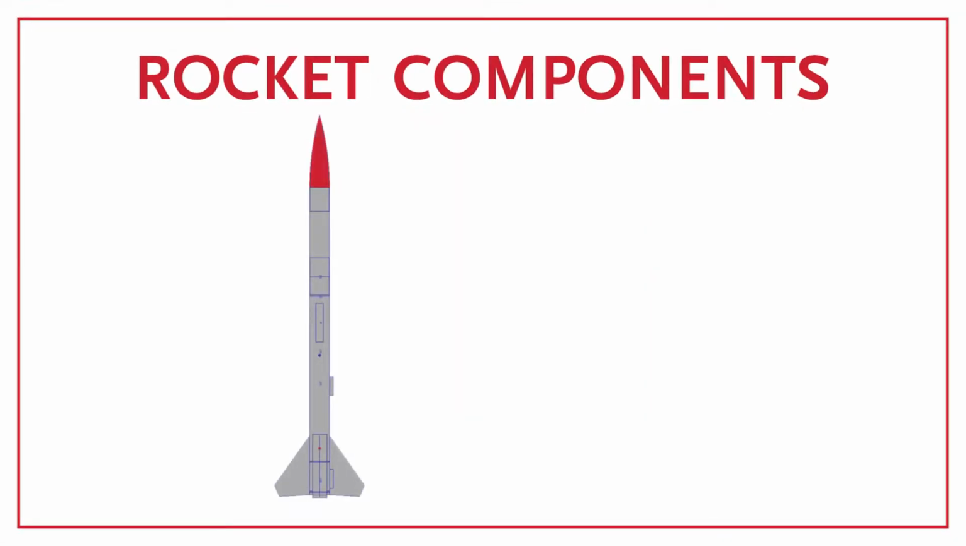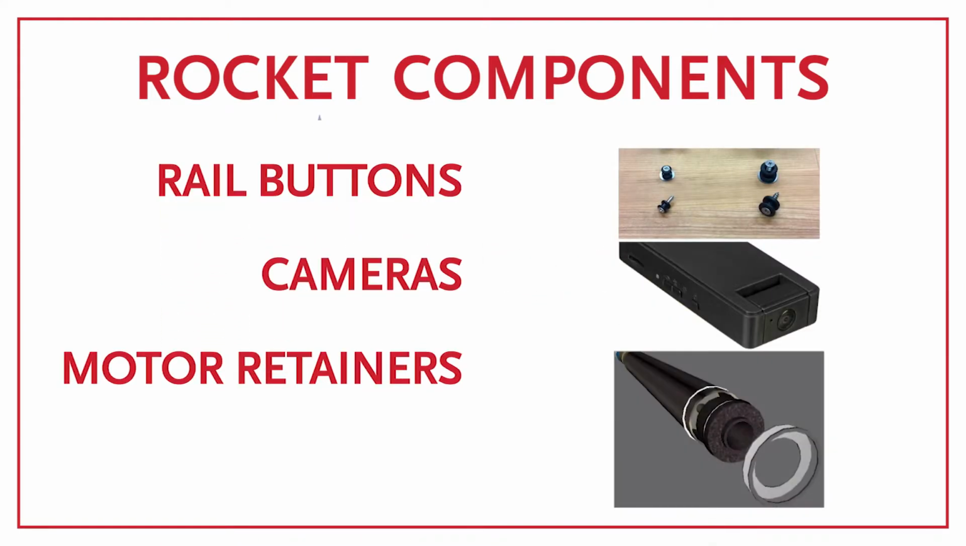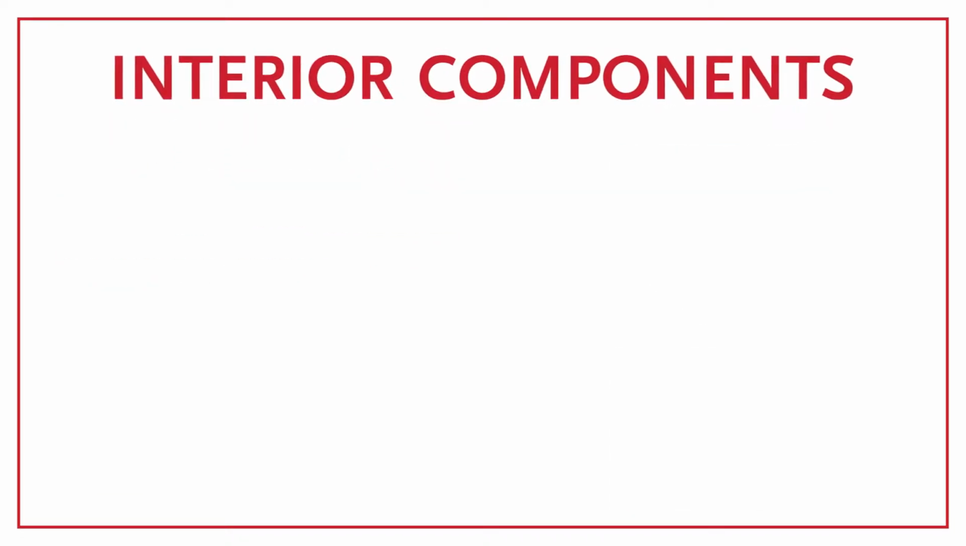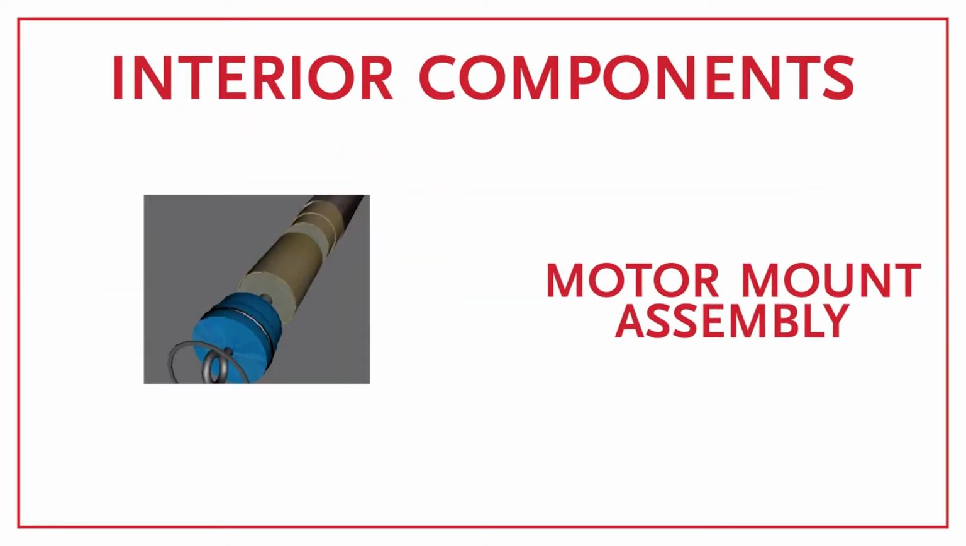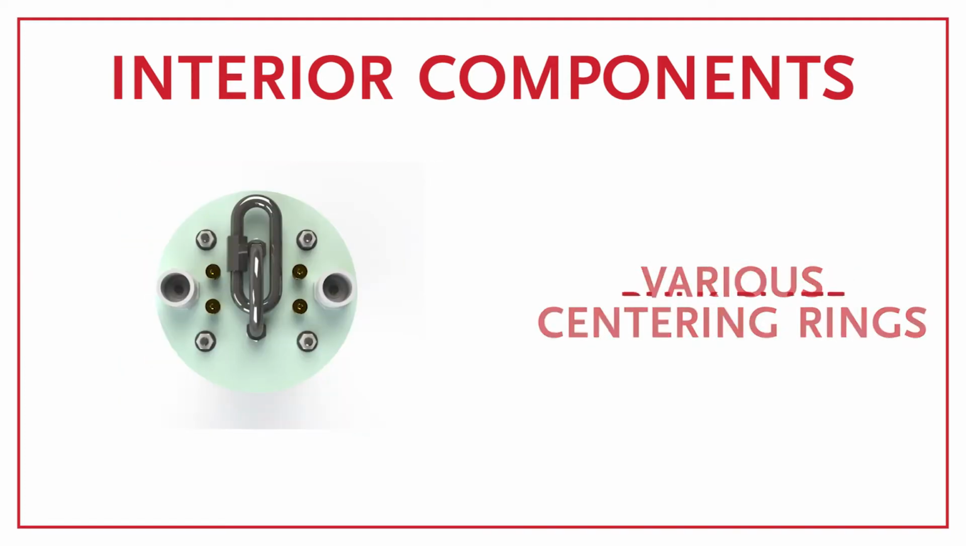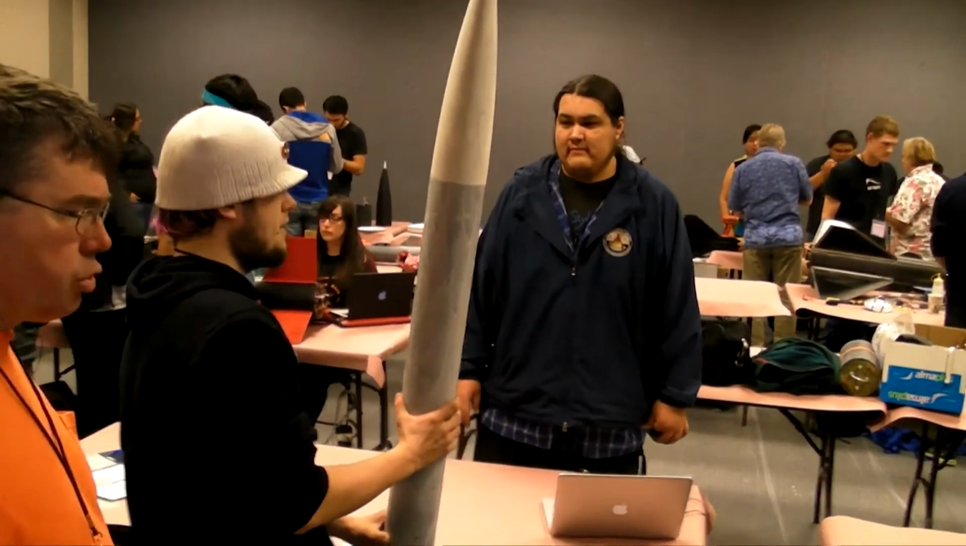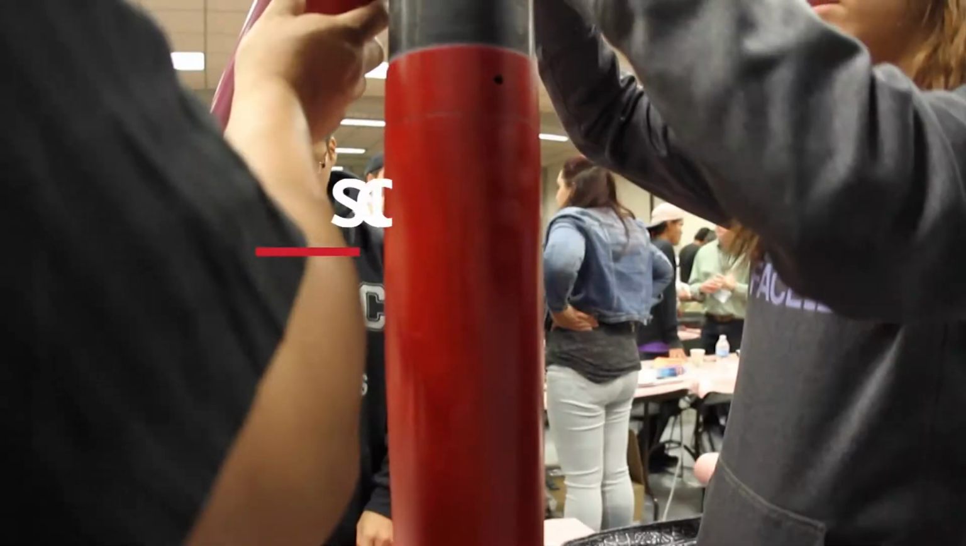All high-powered rockets have the same basic parts: nose cone, airframe, and fins. Other exterior components include rail buttons, cameras, and motor retainers. The interior components of a rocket include the motor mount assembly, avionics bay, recovery system, various centering rings, bulk plates, and couplers. The aft section, the rear or bottom of the rocket, is called the booster. This is where thrust is generated. The fore section, the front or top, is called the sustainer. They are joined by a coupler.